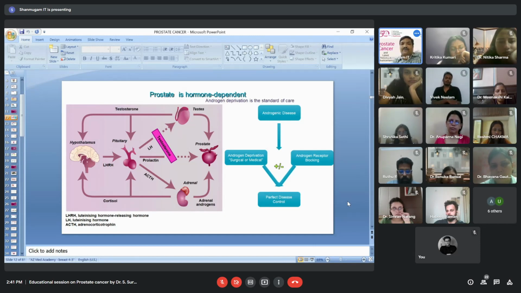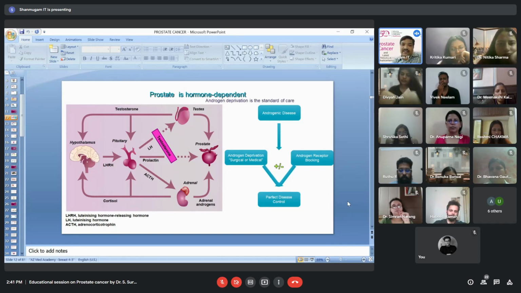When he castrated the sheep, he found that the prostate size came down. That was how hormone was identified as one of the commonest reasons for prostate malignancy, and any manipulation of this androgen resulted in treatment cure.